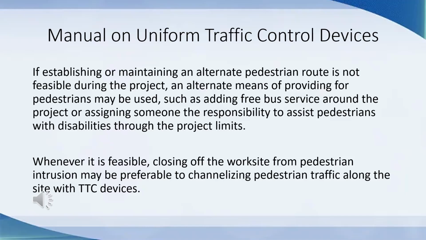If establishing or maintaining an alternate pedestrian route is not feasible during the project, an alternate means of providing for pedestrians may be used, such as adding free bus service around the project, or assigning someone the responsibility to assist pedestrians with disabilities through the project limits. And at NDOT, we've had this happen on a couple of projects. We added a free bus service around the project when there was no reasonable alternate means for providing accessible pedestrian access around the project.